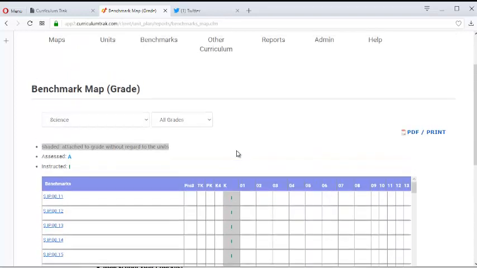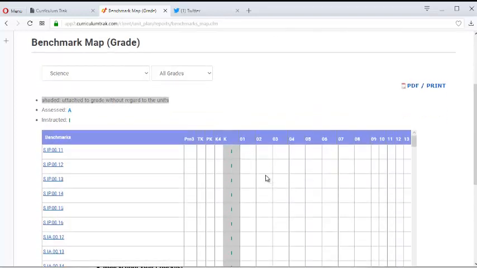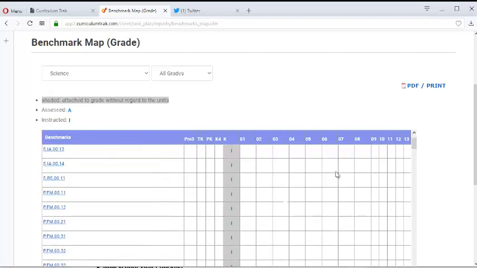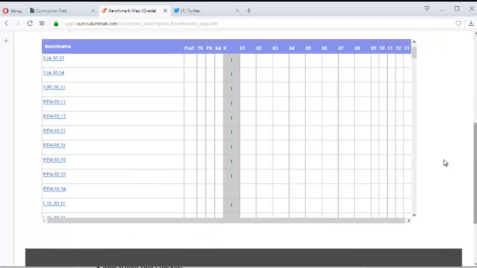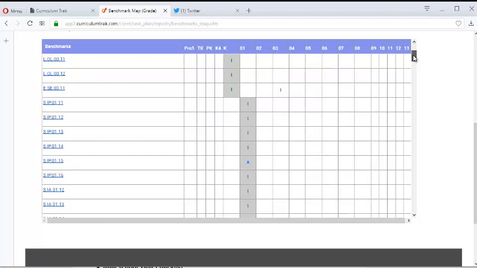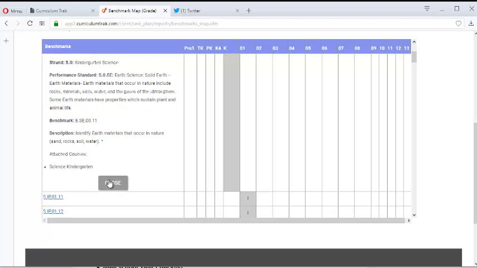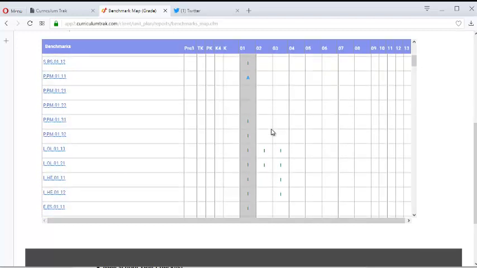But then what the A's and I's show you is, is it being taught there? And if so, is it being instructed or assessed? So notice these first ones, these are all supposed to be taught in kindergarten, and it looks like they are all being instructed. Here's one that isn't being instructed or assessed. So again, a gap there. Here's one, interestingly enough, it's being instructed in kindergarten like it should be, but it's also being instructed in third grade for some reason. So if we want to, we can click on that and learn more about that and see some of the information related to it.